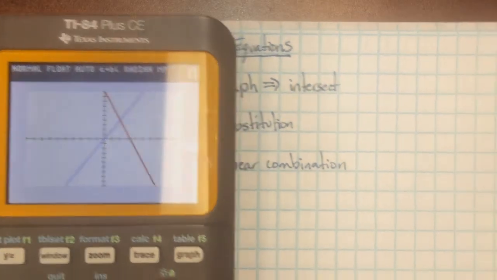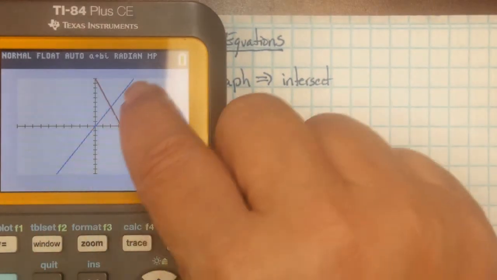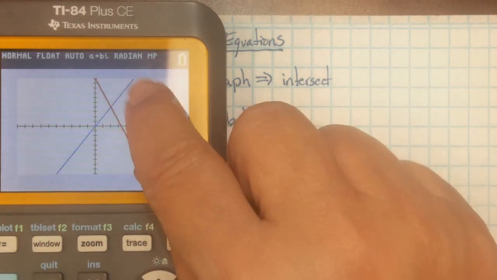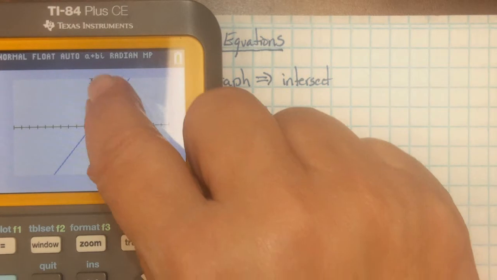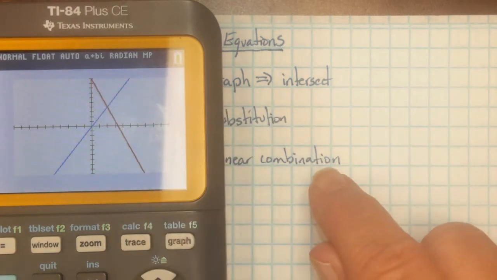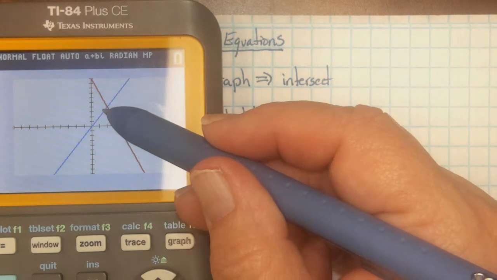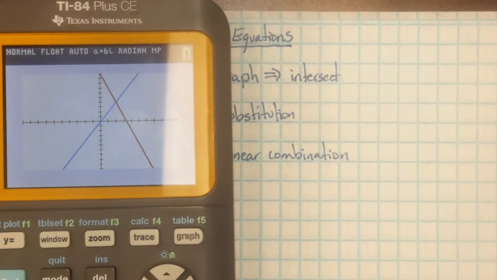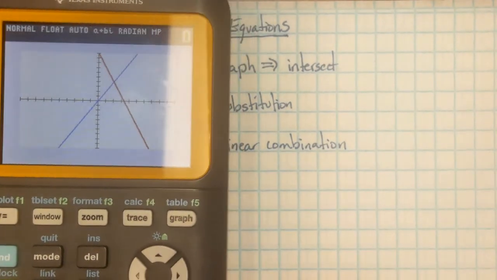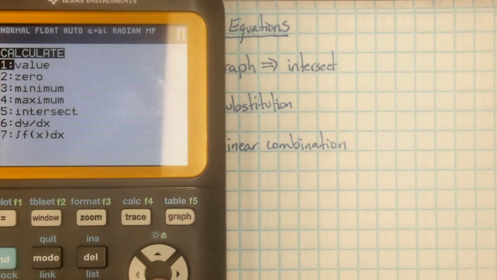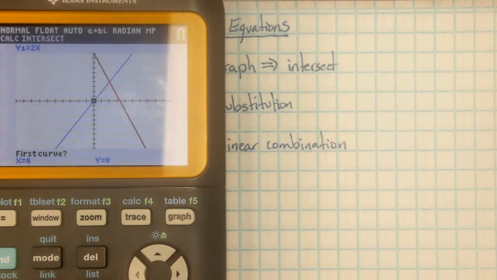So the blue line, every dot on the blue line is a set of ordered pairs that makes that equation true. Every dot on the red line is a set of ordered pairs that makes that true. This one spot where they intersect is the ordered pair that makes them both true. So I want the intersection. I can go to second trace, which is calculate, and I can go down to number 5, which is intersect, and I can hit enter.